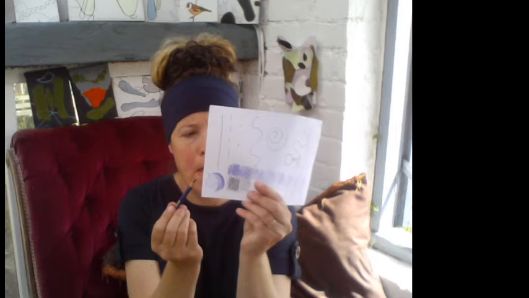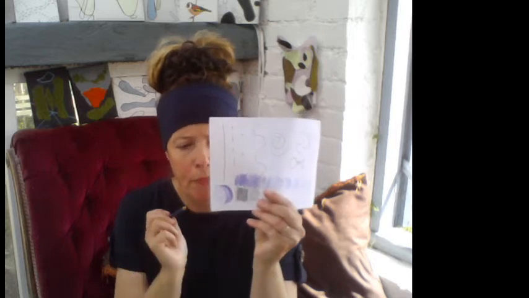Okay, yeah, like this. Okay, so that's the value of a colour. So the next thing would be texture. So we've had line, that's the first element of art. The second one is value. The third one is texture.